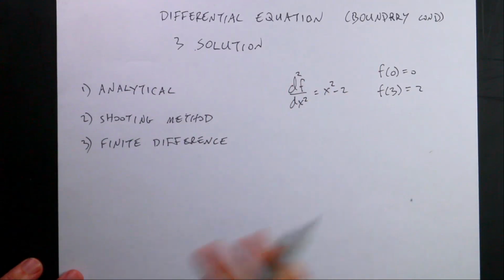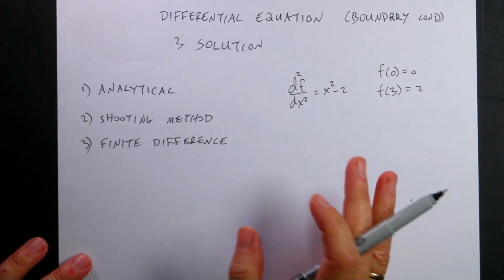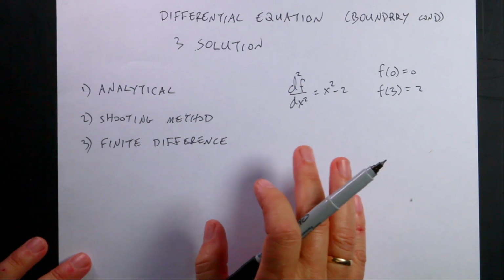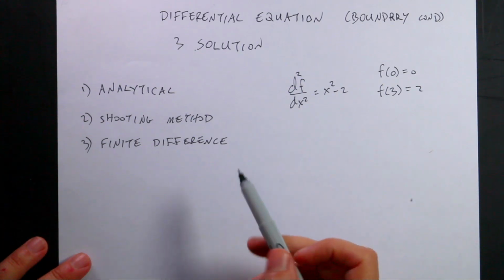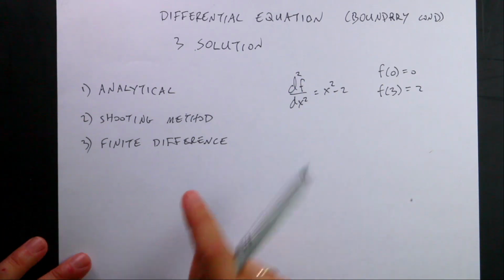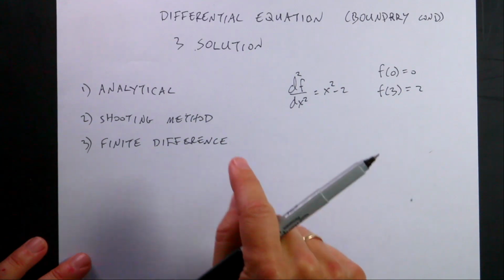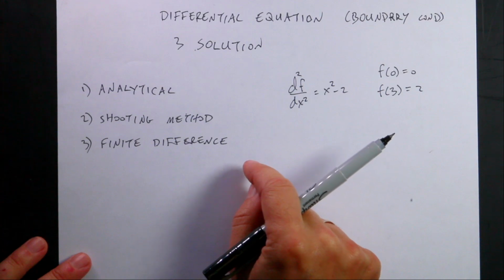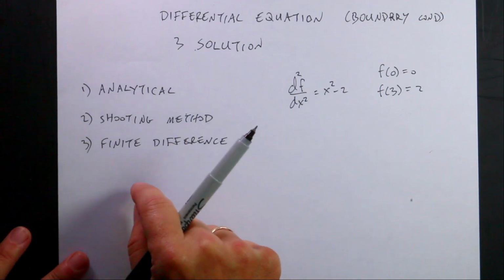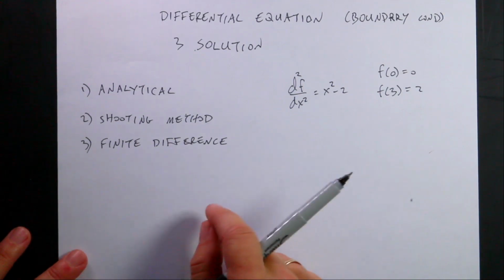Okay. So what I want to do is to go through three methods to solve the same differential equation. And I picked one that's kind of easy just to show you how it works. And let me go over these three methods. This is a differential equation with boundary conditions. So a boundary condition says I know the value of the function at two different points.